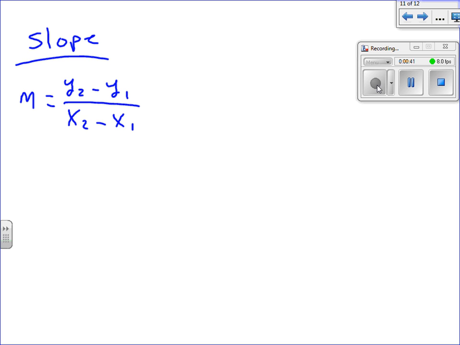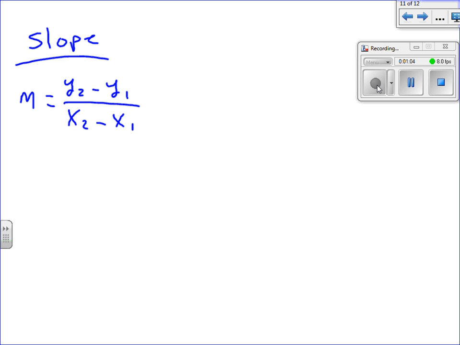So you take the y value of one point and subtract the y value of the other point. Then you take the x value of that first point again, and then subtract the x value of the other point. That's it. Those little numbers are just labels. It's telling you it's the first x value and the first y value, and the second x value and the second y value. You're not actually doing anything mathematically with those little numbers.